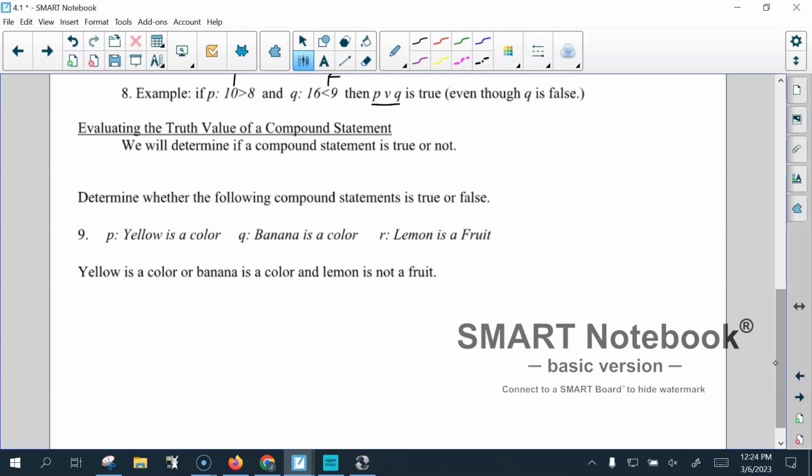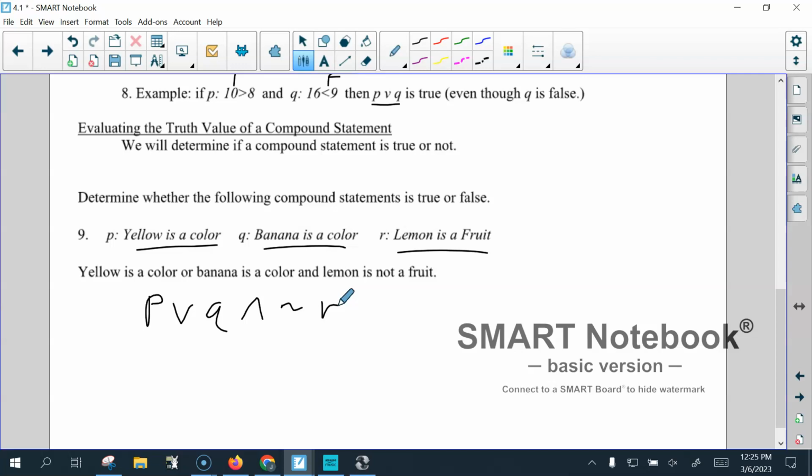All right. So, determine whether the following compound statement is true or false. P represents yellow is a color, Q, banana is a color, R, lemon is a fruit. So, those are P, Q, and R. All right. So, we say yellow is a color. So, we just write the letter P. Or, so we're going to put that V there. Banana is a color. That's Q. And lemon is not a fruit. Not R. Okay? So it looks kind of weird and different, but it's really pretty easy.